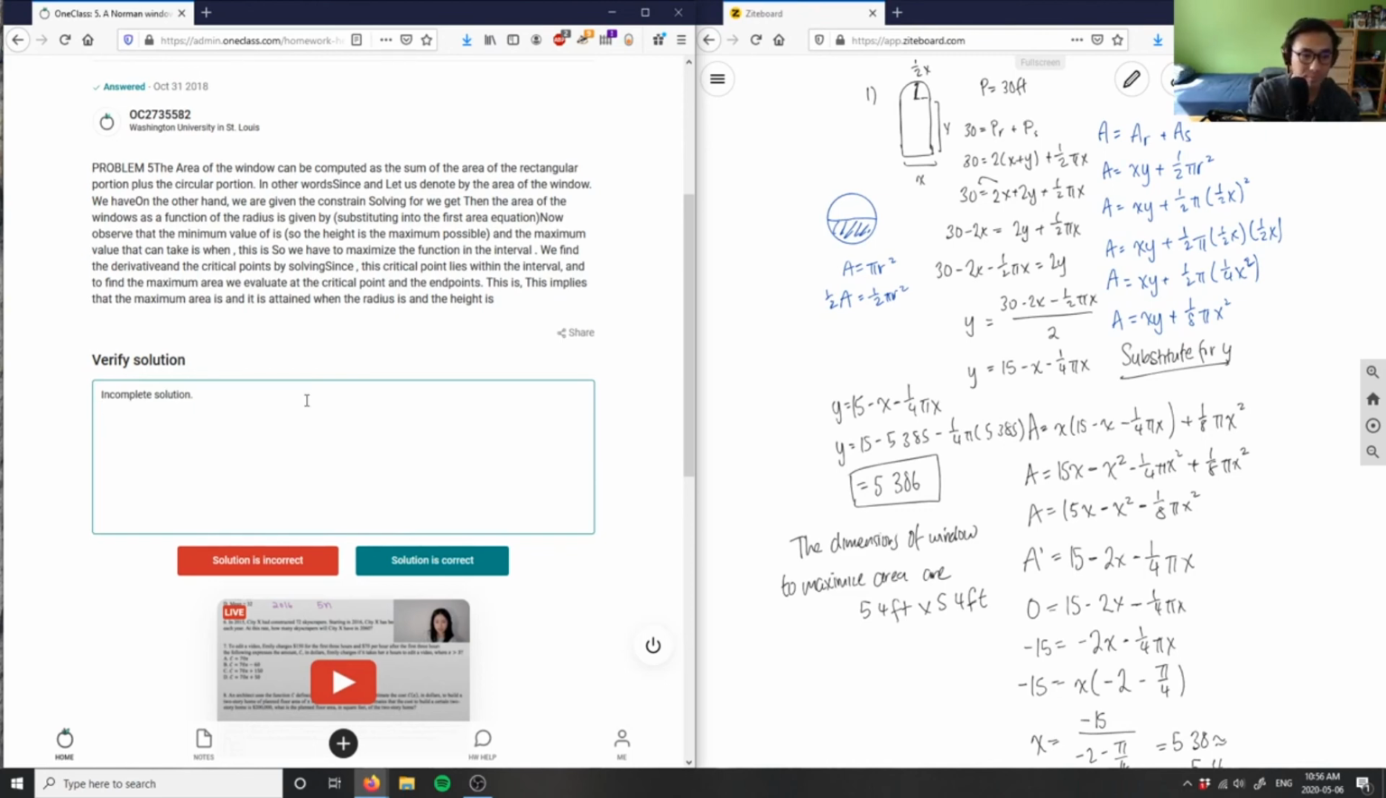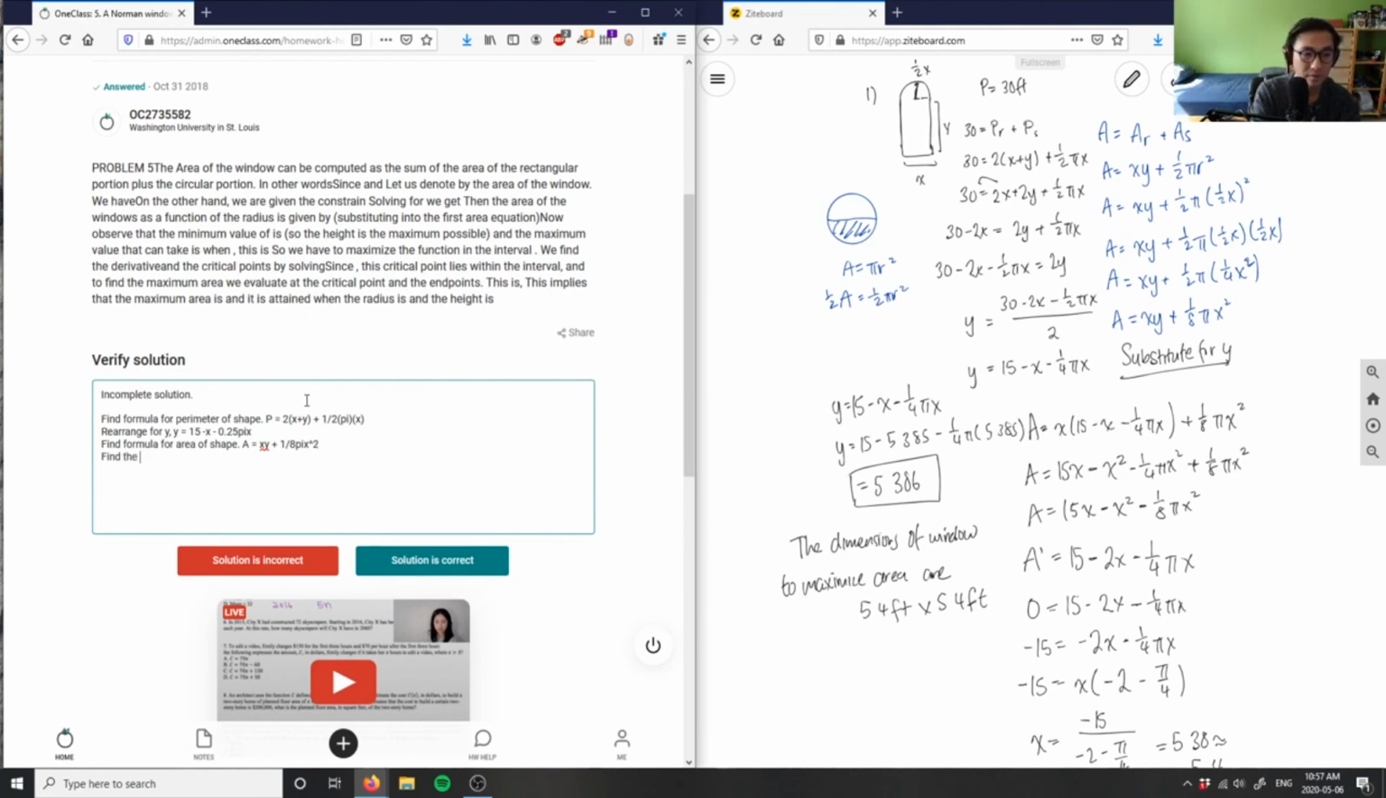We basically need to find the formula for the perimeter of the shape. So P equals 2 times x plus y plus half times pi times x. Then I'm going to rearrange for y. So y equals 15 minus x minus 0.25 pi x. And then find the formula for the area of the shape. So A would have been x times y plus 1/8 pi x squared.